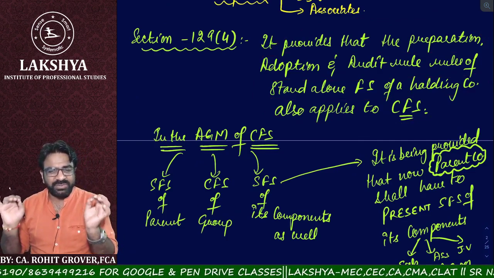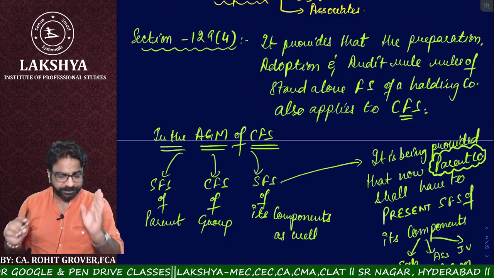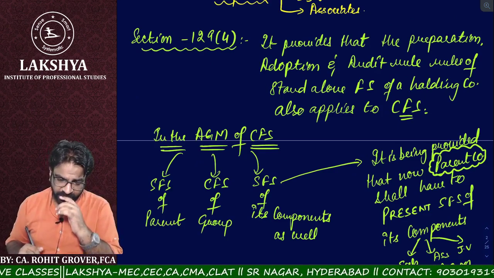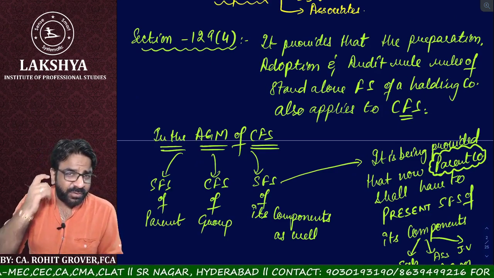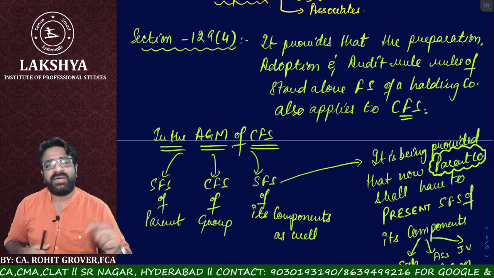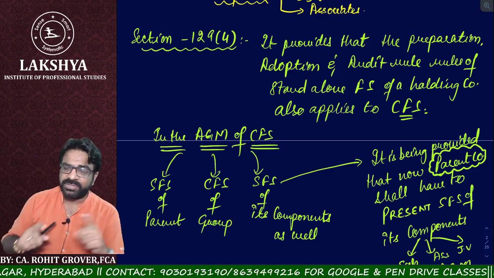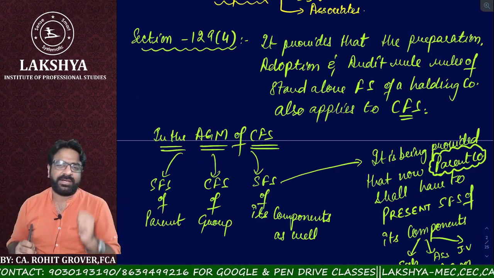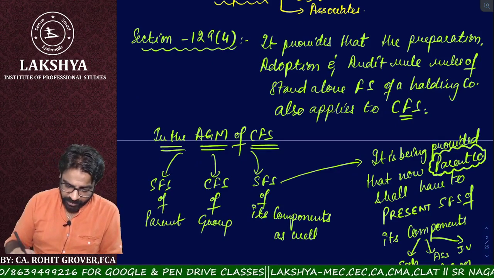Now listen to this very carefully. This is a small amendment which came just now in section 129 subsection 3. What I told you: the parent company, along with its standalone financial statements, shall also have a responsibility to prepare the consolidated financial statements of all its components. Now I'm talking about the AGM of the parent company. Now what am I talking about?